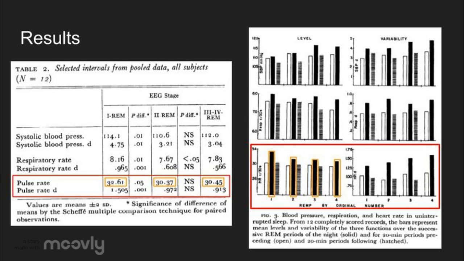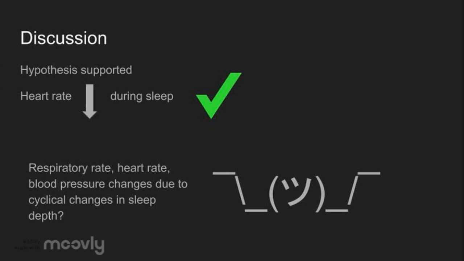In this table, you can see that heart rate varied quite a bit, first decreasing, then slightly increasing, as shown with the numbers in the orange boxes. Also through the graph, one can see that the solid bars as outlined in orange show a decrease without much change in the next 2 REM periods.